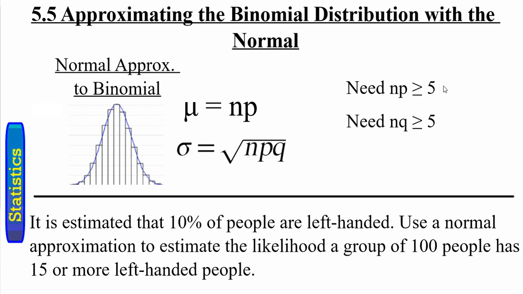This kind of comes from the idea that unusual is less than 5%, and we'd want things that are not going to be terribly unusual. This also has to do with some skewness, so that's where that comes from. But you need to check that n times p and n times q are both at least 5 in order to approximate a binomial with a normal.